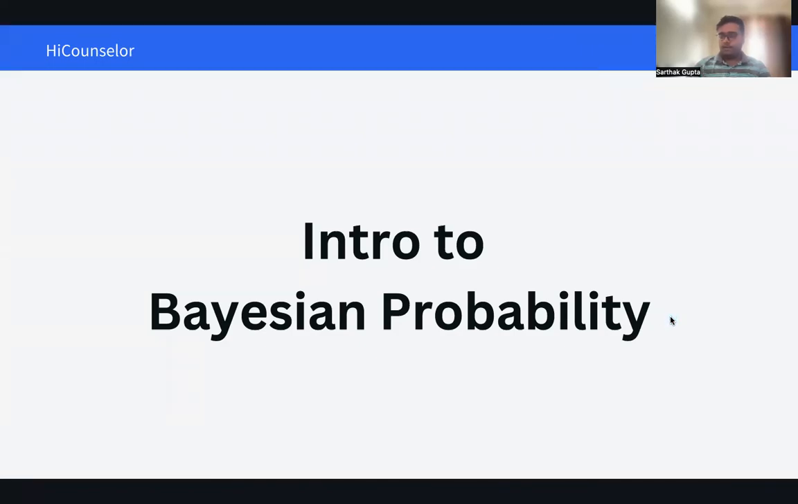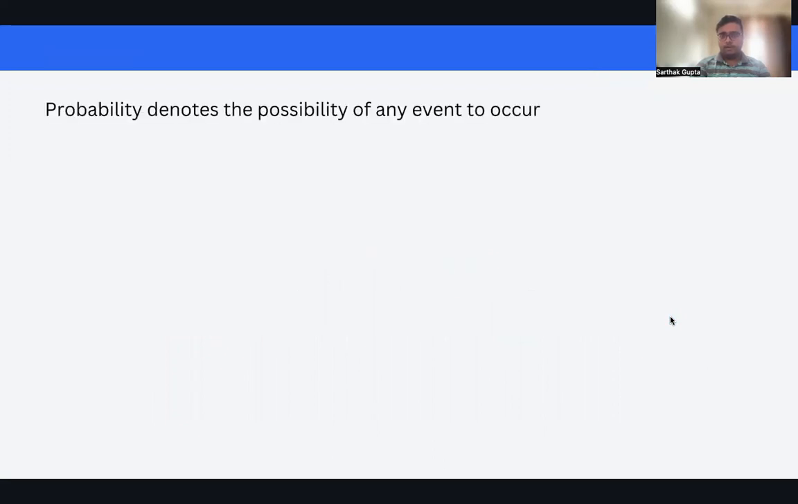Hi everyone. Today we will start with the intro to Bayesian probability. First, let us discuss probability. Probability denotes the possibility of any event to occur.